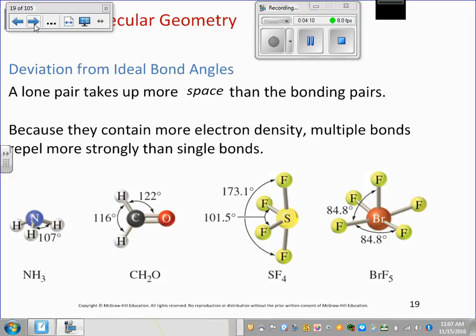SF4, and they don't show the electron pair that's missing. You can see from top to bottom, it should be 180. It's actually 173.1 because you have a missing electron pair there. It's actually pushing the top and the bottom towards each other. And here in BrF5, instead of being 90 degrees, because we're missing an electron pair, here it's pushing harder. It's actually 84.8. So if you have lone electron pairs, it kind of deviates from the ideal.